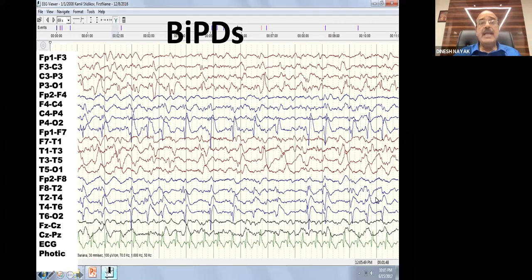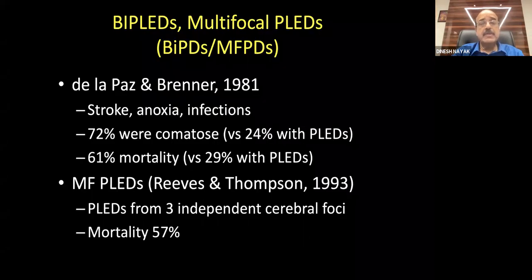Now what is the significance of this bilateral PLEDs, multifocal PLEDs? Very important. You see this difference between the regular PLEDs and this bilateral PLEDs. The nature of injury is severe. They either have large strokes, they have anoxia, they have massive infections, which is involving bilateral hemispheres.